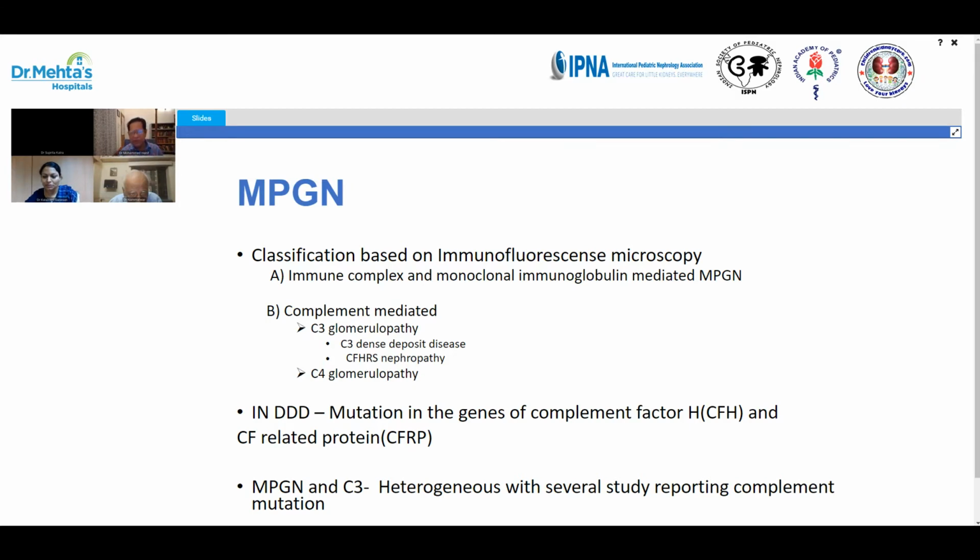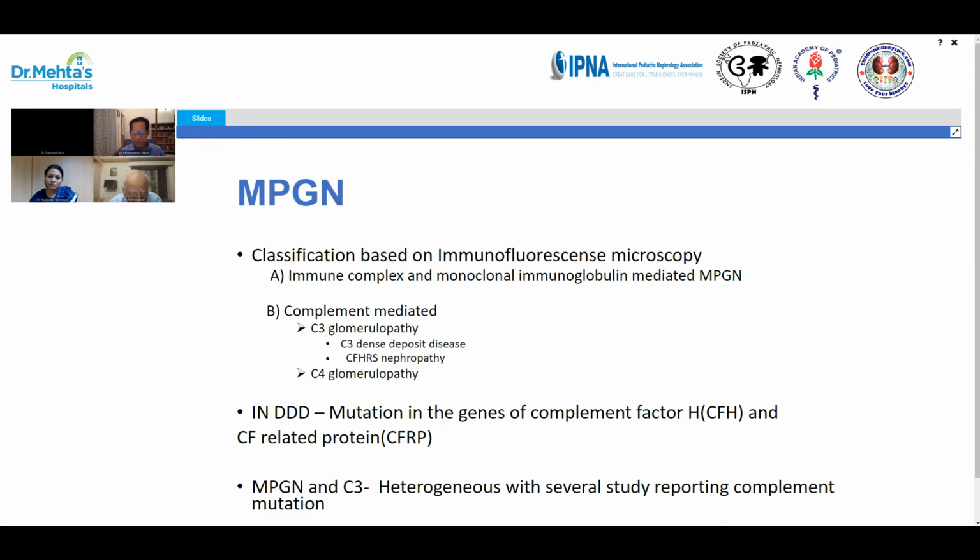So the basic thing is that when there is an immune complex, that is mesangioproliferative glomerulonephritis, and when it is complement mediated, C3 glomerulopathy is the main reason. So this is the basic difference. In dense deposit disease, there is a mutation in the genes for complement factor H and complement factor related protein. And in mesangioproliferative glomerulonephritis and C3 glomerulonephritis, it is heterogeneous, with several studies reporting complement mutations.